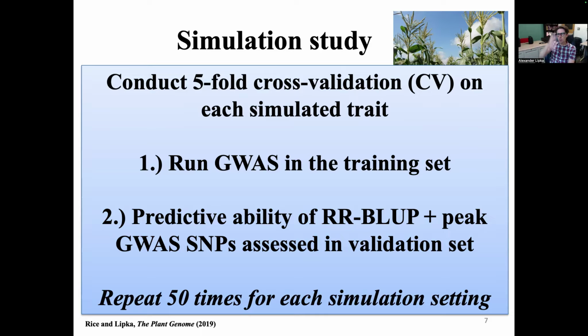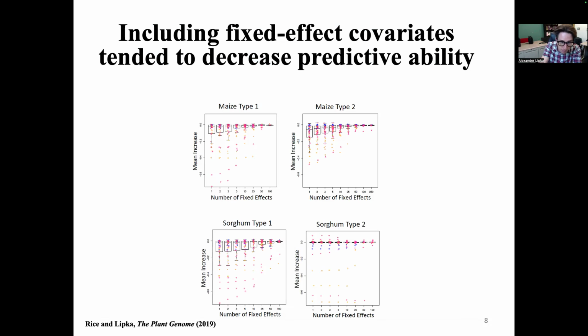So going into this study, I thought that including these peak associated GWAS markers, you would see a substantial increase in predictive ability. And I was wrong. Let me show you how wrong I was. Here's a picture of results.